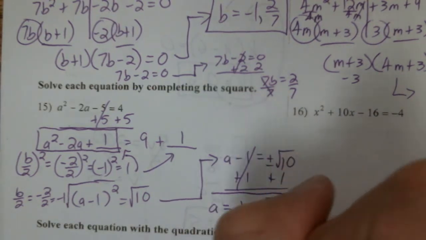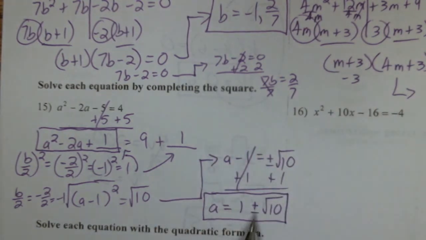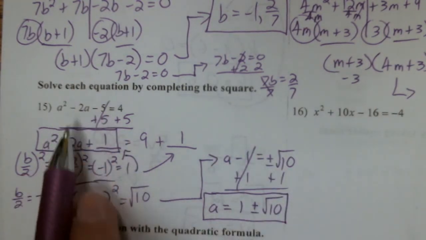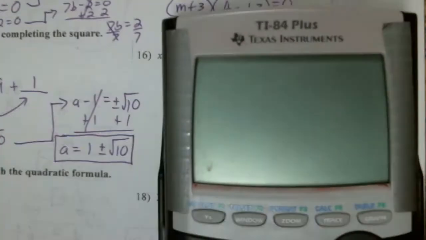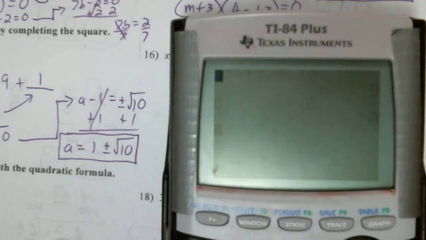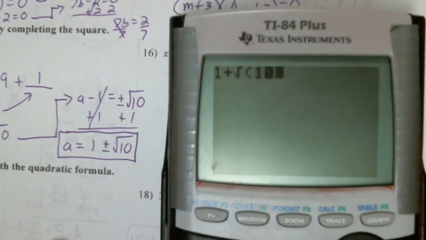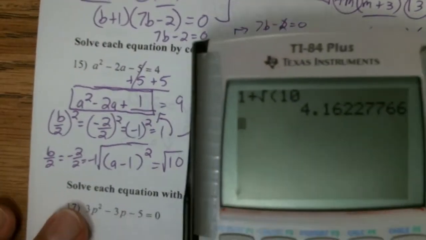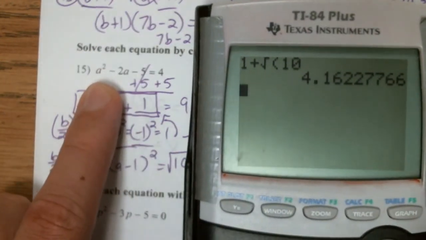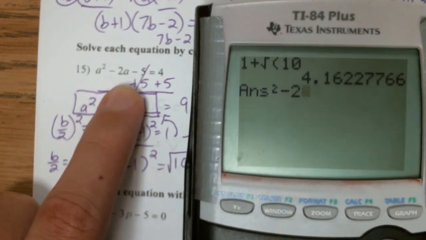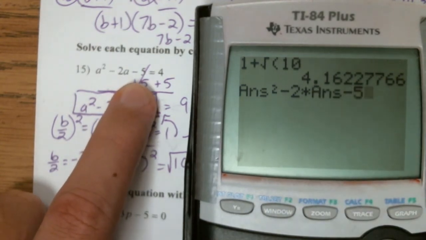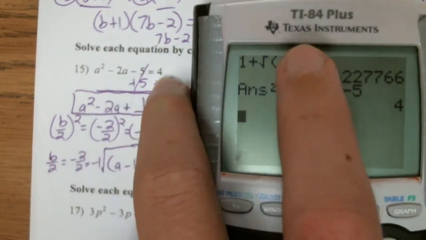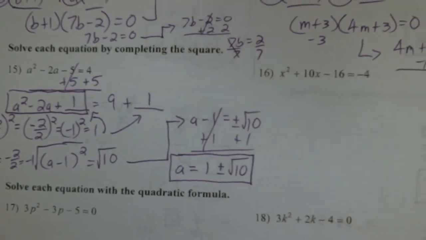Now if you want to check this, it's kind of hard to type this into your calculator to plug it back in for a. So what I would recommend, if you have time, is go ahead on your calculator and get a decimal. I would just do 1 plus the square root of 10, get a number. Then to plug that back in, I would do second answer, square that number, minus 2 times second answer, the number we just got, minus 5, and that better equal 4, and it does. So that's a way to check your answer on those types of questions.